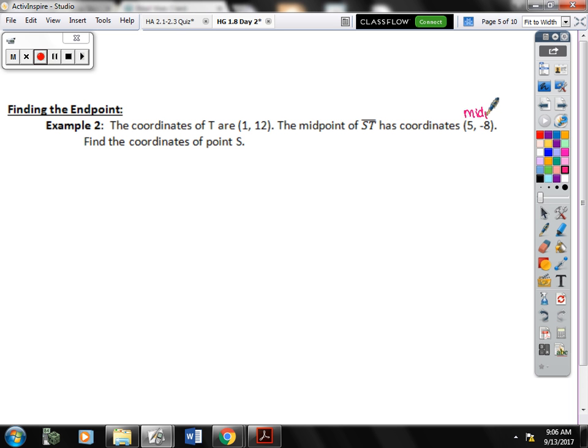I'm not asking you to find the midpoint. I'm giving you the midpoint. I'm asking you to find the other point. So let's sketch a picture. Again, if you wanted to, you could really draw an X, Y, and graph it accurately. But for our instances, I'm just going to draw a segment.